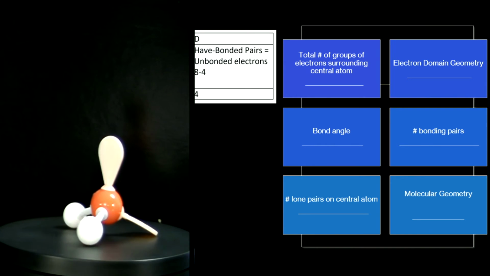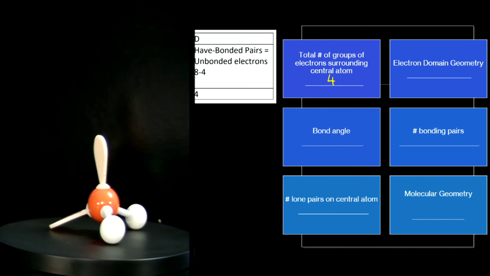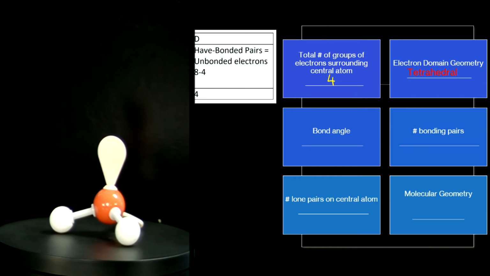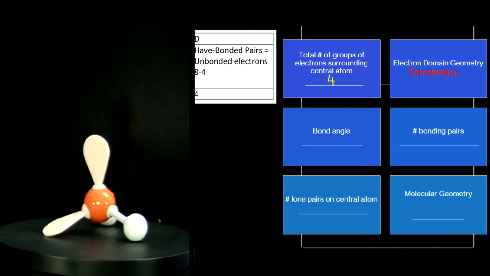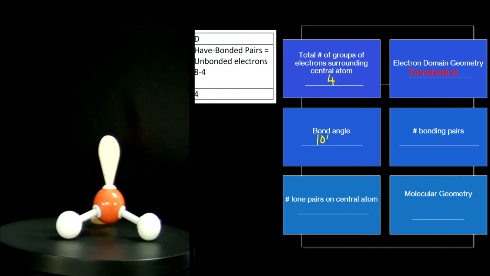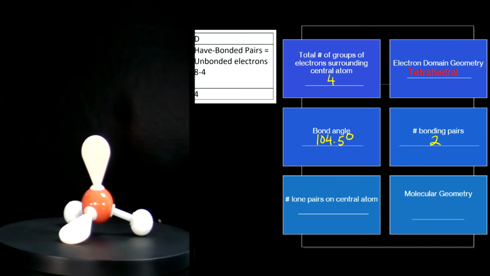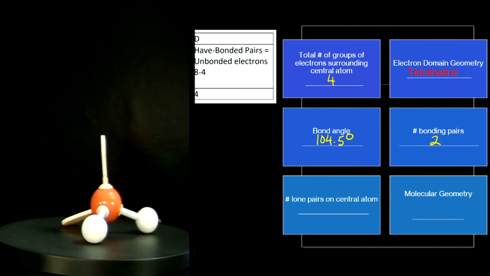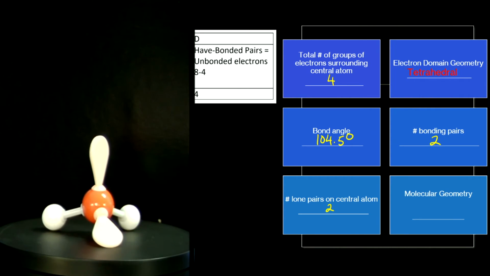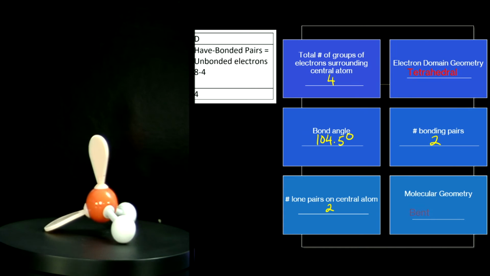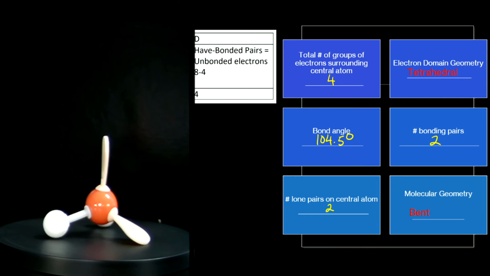So let's go ahead and fill out our chart here. So we have 4 groups. Our electron domain geometry will be tetrahedral, again tetra meaning 4. Our bond angle, specifically for water, you need to know it, is 104.5 degrees. Our bonding pairs will be 2. Our lone pairs on our central atom will be 2. And our molecular geometry is going to be different because of those lone pairs. And the name given to that is that it is referred to as bent.